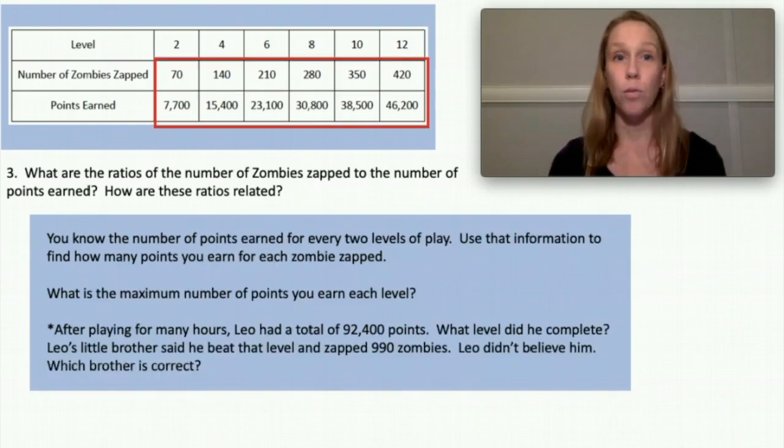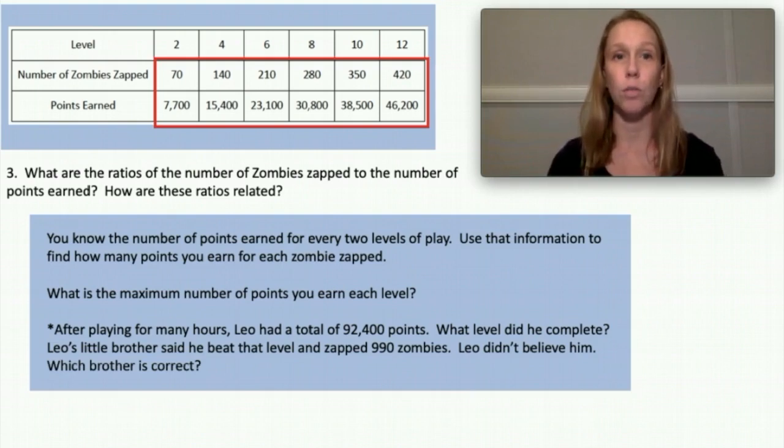Moving on to number 3, again, we're going to look at the ratios of the number of zombies zapped to the number of points earned, and how are those ratios related? Like the one before, how might you figure out the unit rates? How are the ratios related? You know the number of points earned for every 2 levels of play, so how can we figure out points per zombie? What's the maximum number of points you could earn each level?